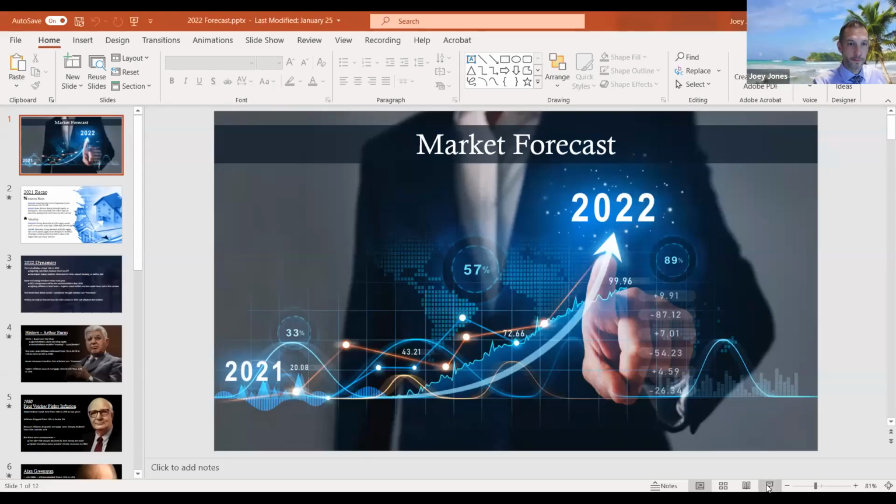Okay, so that is that one. I'm going to open this next one here. Here we go. Share screen. Okay, so this is the 2022 market forecast. This one's more talking about, I don't want that there. I want this over here. Hold on. Okay, can you see it still?